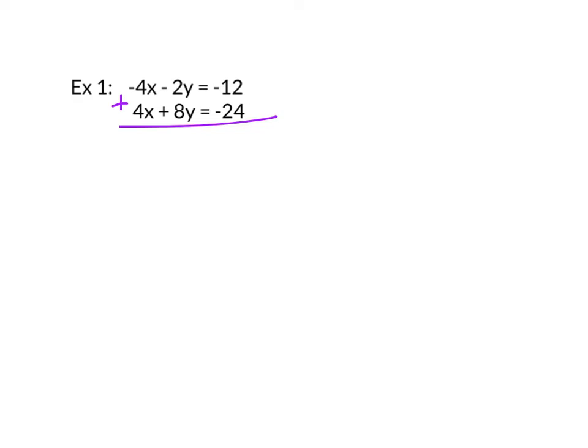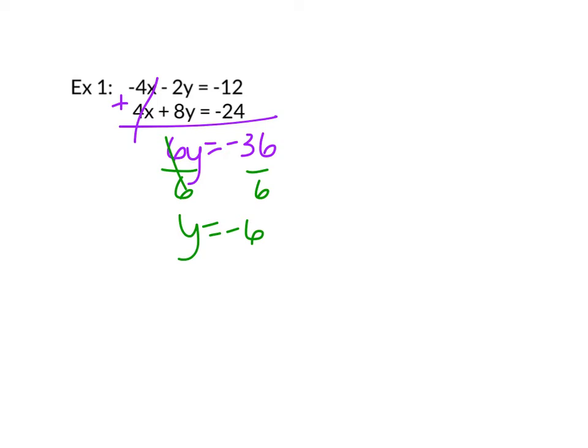So for instance, right now, if I add these two together, negative 4x plus 4x is 0x, so that cancels. Negative 2y plus 8y is 6y equals, and negative 12 plus negative 24 is negative 36. So I successfully used elimination because when I added these two equations together, one of the variables eliminated. Now it's just a matter of solving for y. So I would just need to divide both sides by 6, and I get y equals negative 6.